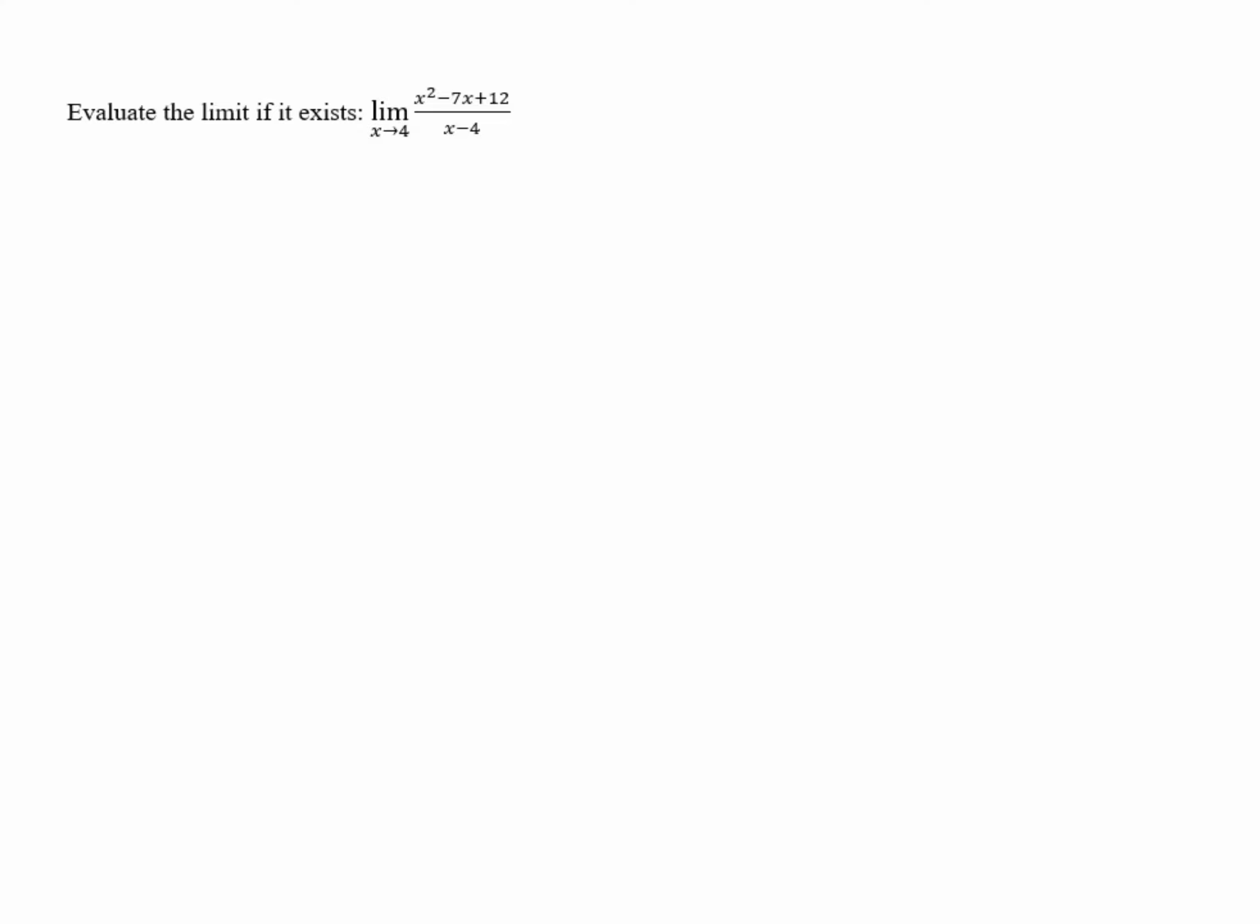But we might be able to simplify things here, and in fact, that numerator looks like it might be factorable, so let's give that a shot. If we want to factor the numerator, we need two numbers that have a product of 12 and a sum of negative 7. Well, that's going to be negative 3 and negative 4.